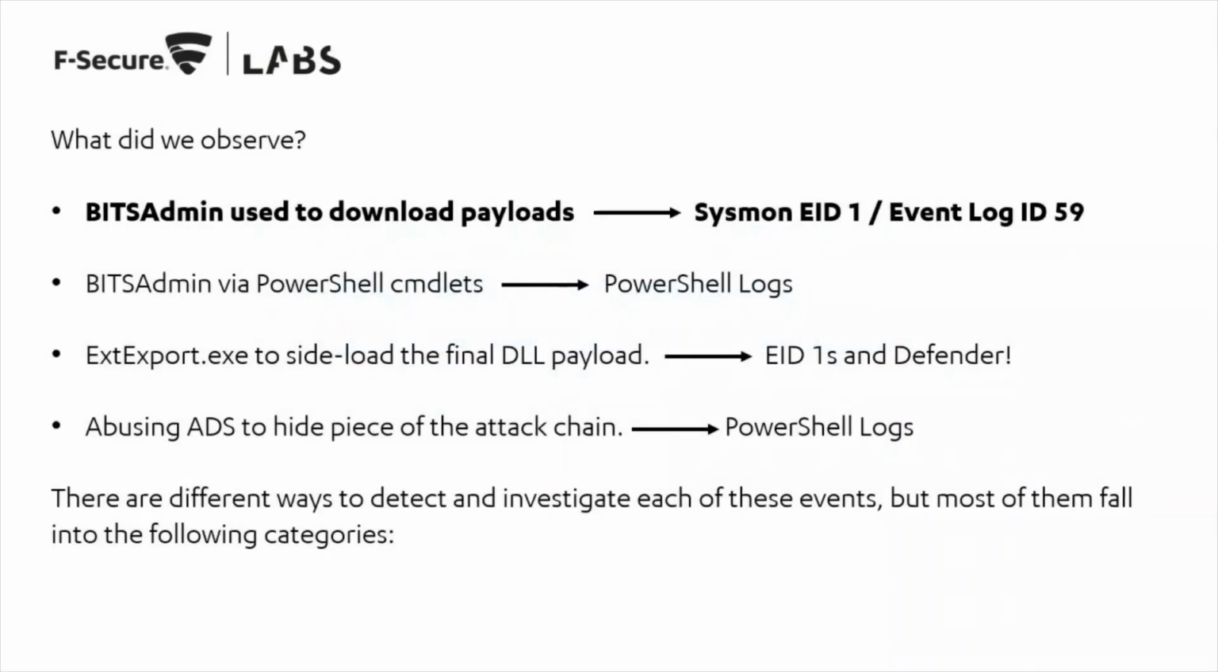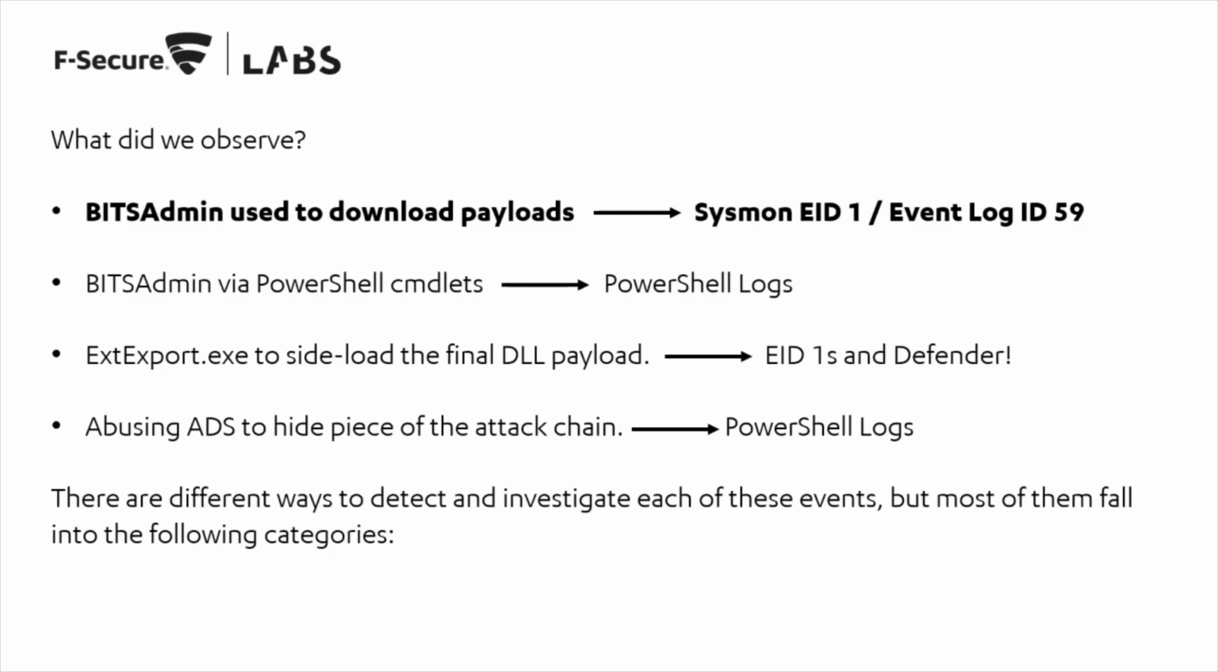We're going back here, and now it's time to actually reflect on what we just saw and what has been going on here. So what did we observe? First of all, we observed bitsadmin being used to download the payloads. We saw it 2 times, and both times it was used to transfer a file from our server into the target system. So how can we go about detecting this? What can we do to detect this kind of use of bitsadmin?